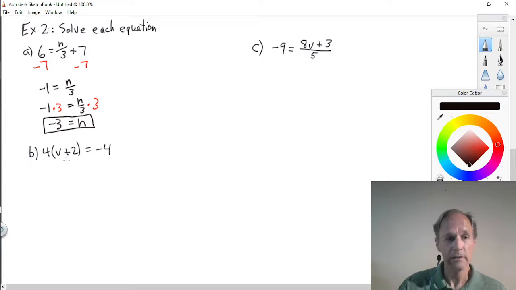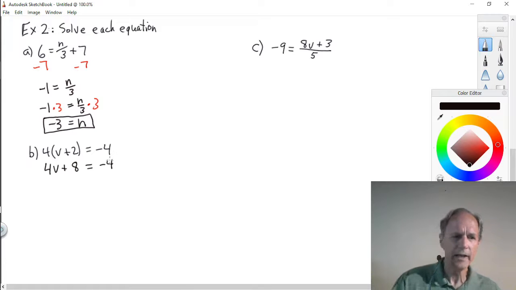So what are you going to do? Well, what you have to do is go ahead and distribute. You have to multiply this out. So let's do that. Okay, we take 4 times v is 4v. 4 times 2 is 8. Okay, so now we've got something we can work with.